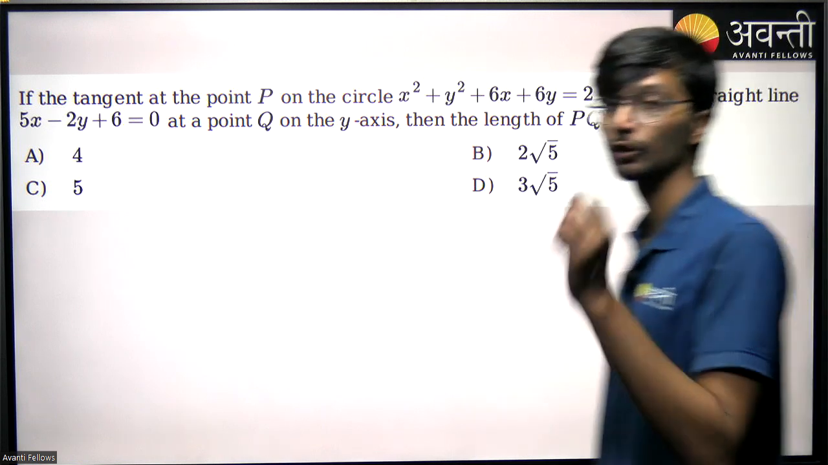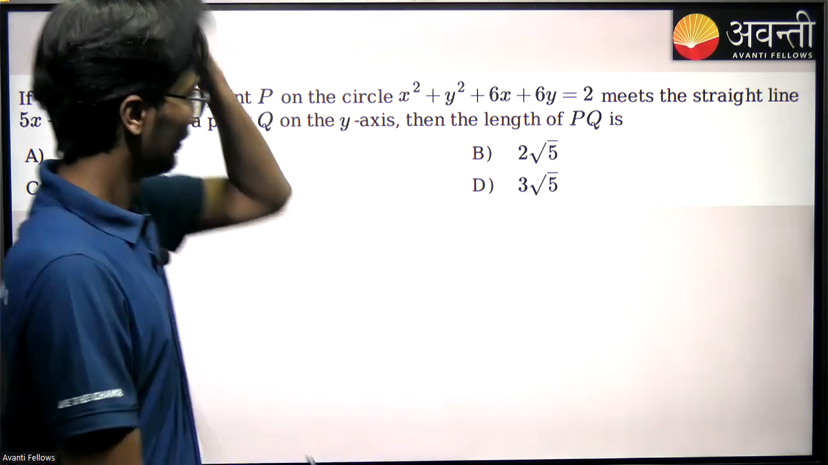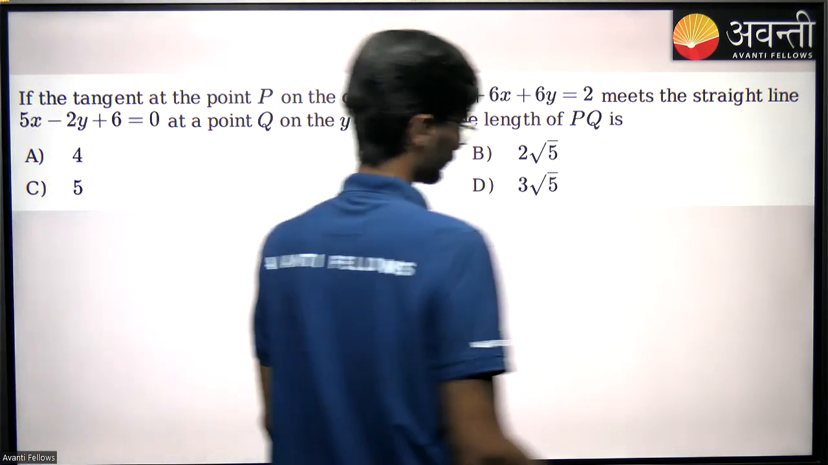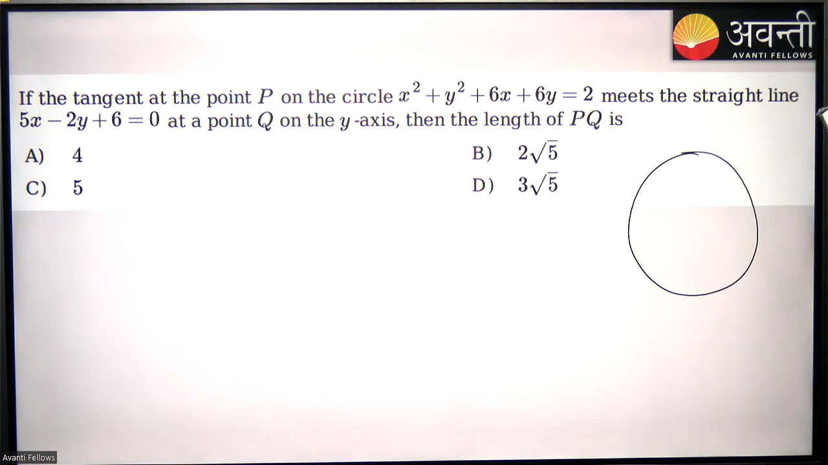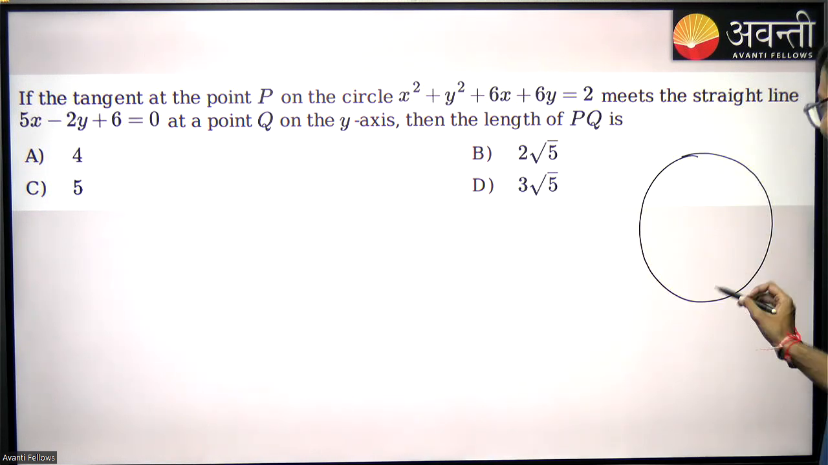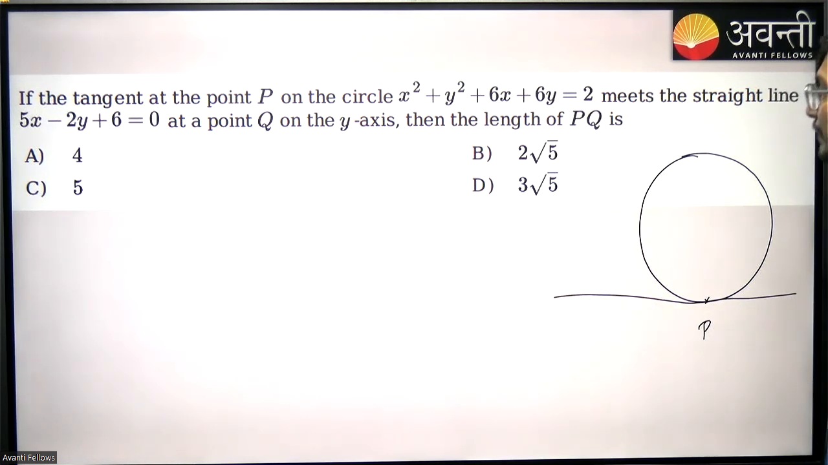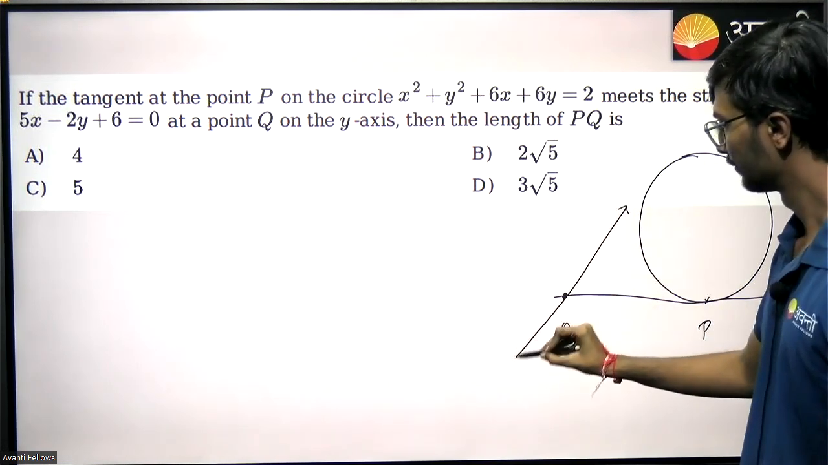Okay. So this is also a good question, a good geometrical knowledge. You need to draw the diagram, then it will be very simple. So here, let us try to draw the diagram. Here it is given, there is a circle. A tangent is drawn at this point P. This is point P. It meets the straight line at point Q.